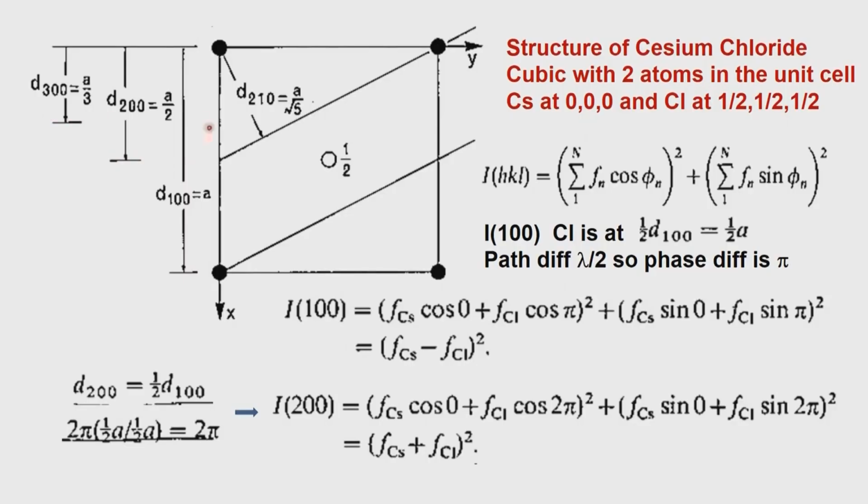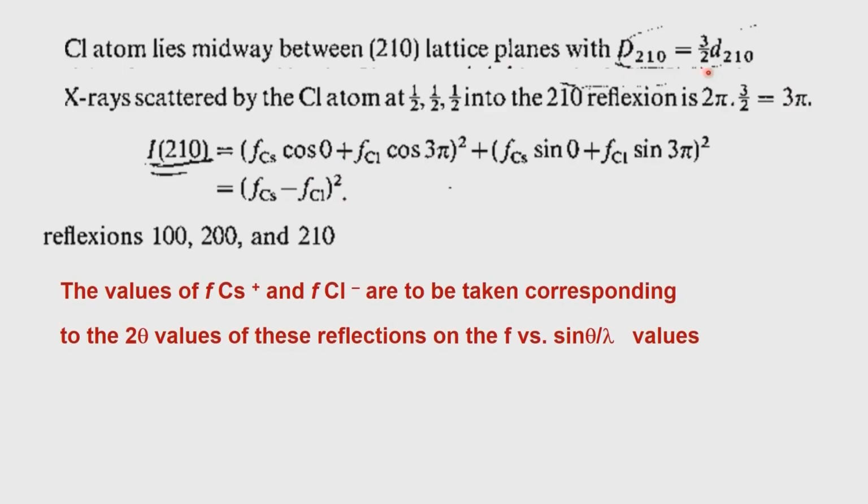So, whether the plane is parallel like that, D100, D200, D300, or a plane which is going now like this. This is now 1 unit along y and half a unit along x. So, this is the plane 210, and you see that the chlorine atom now sits halfway between these two, and if you calculate that value, it turns out that it is at 3 by 2 D210.